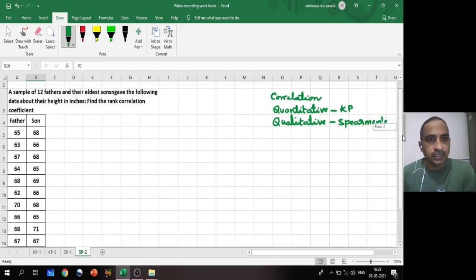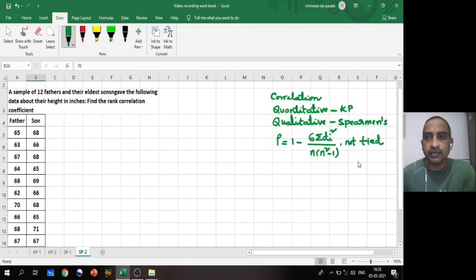Right? So the formula for this is rho equals 1 minus 6 sigma di square by n into n square minus 1. This formula is used when the ranks are not tied, means not repeated. When the ranks are repeated, we have to use this formula: 1 minus 6 into summation di square plus Tx plus Ty by n into n square minus 1.